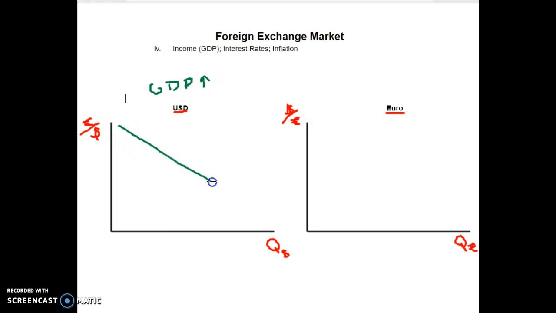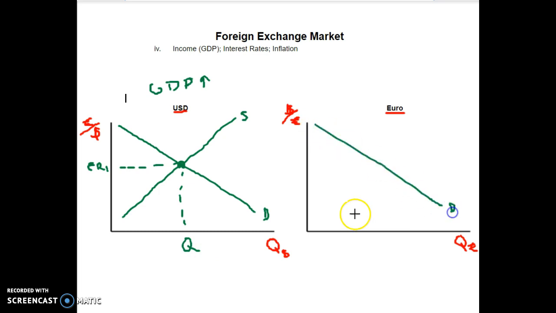Now, we come over here, we're going to draw in our demand, and we're going to have our supply. They're just normal demand and supply curves, and we get our equilibrium here. And then this is going to be our exchange rate, the amount of euros per dollar we can get. So that's exchange rate 1. We dash down, and this is our quantity. We're going to jump over here and do the same in Europe. We have our demand, and we've got our supply. We've got our equilibrium, and then right here is going to be our exchange rate, the amount of dollars per euro, and our quantity.